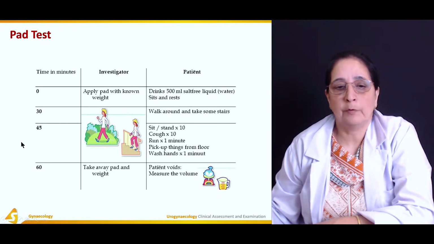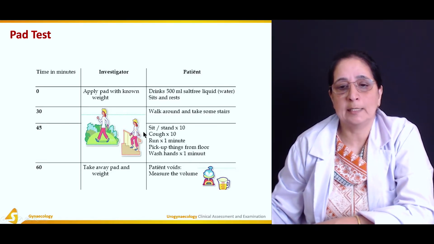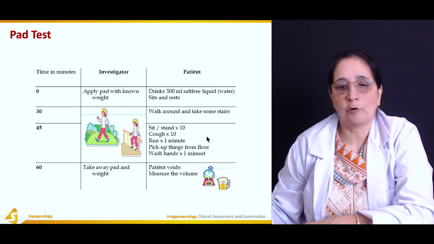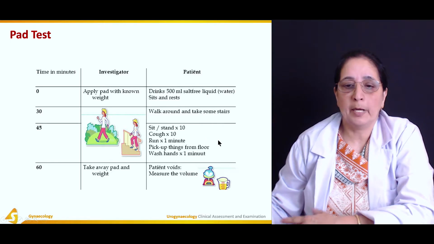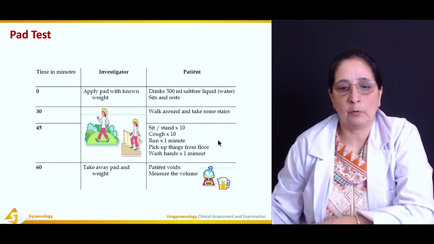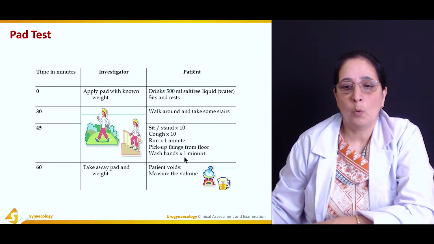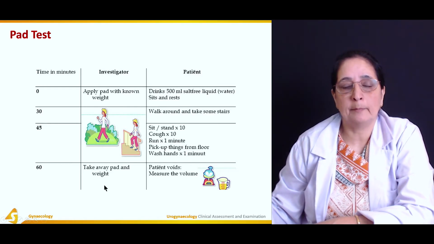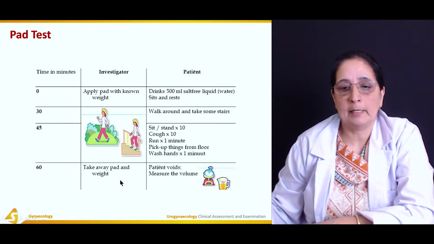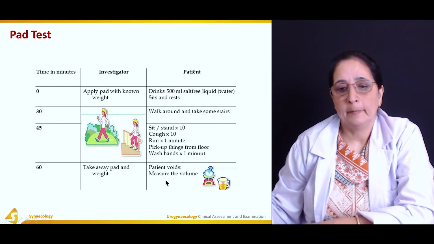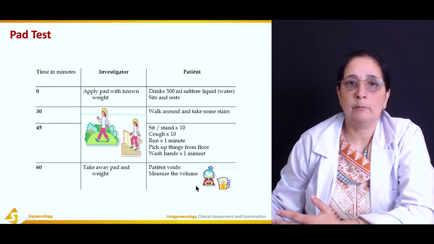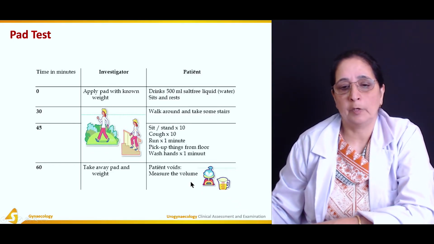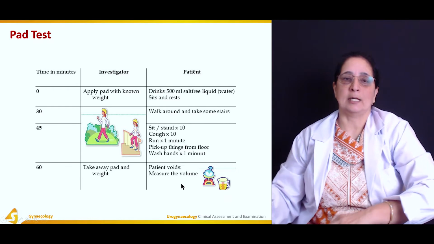And then at about 45 minutes they should sit and stand 10 times, cough 10 times, run for 1 minute, pick up some things from the floor and wash hands for 1 minute. And then at about the 60-minute time, take the pad off and weigh the pad, and the patient voids and then we measure the volume, how much they urinate. So that's the pad test.